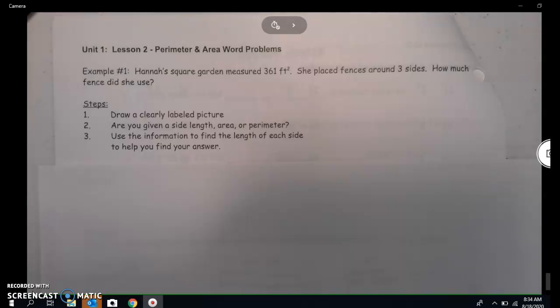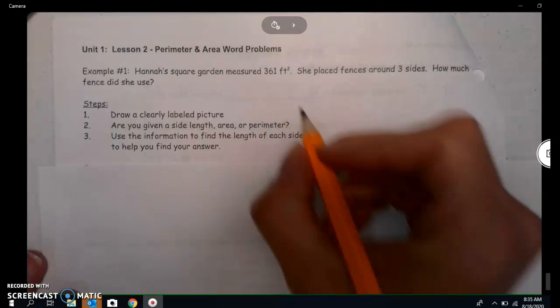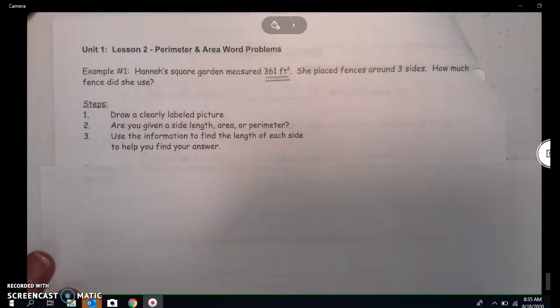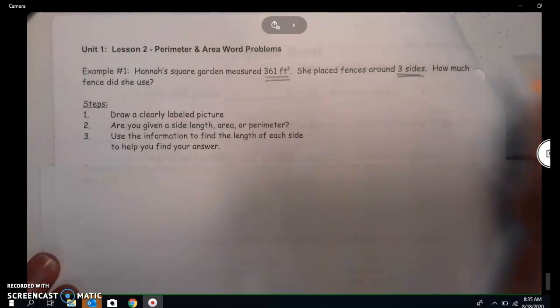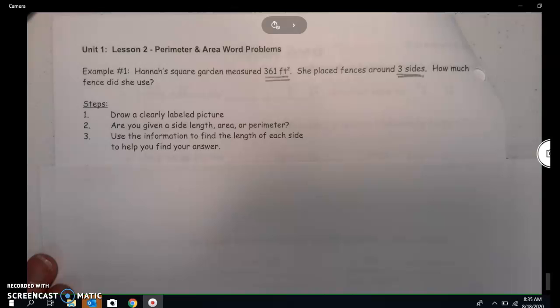If we can take a look at page 5, I'm going to work you through the examples and I'd like you to copy these down as well. So example number 1, we have Hannah's square garden measured 361 feet squared. So that's how big it was. She placed fences around 3 sides. How much fence did she use?